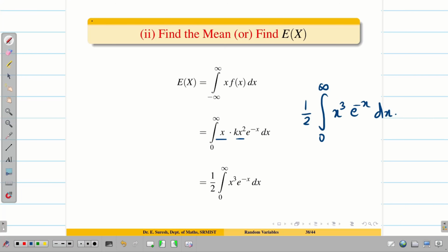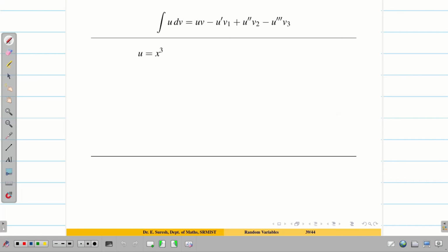Again we have to apply Bernoulli's formula. So we take u as x cube, dv as e power minus x, u dash is 3x square, u double dash is 6x, u triple dash is 6, and the fourth derivative will become 0.